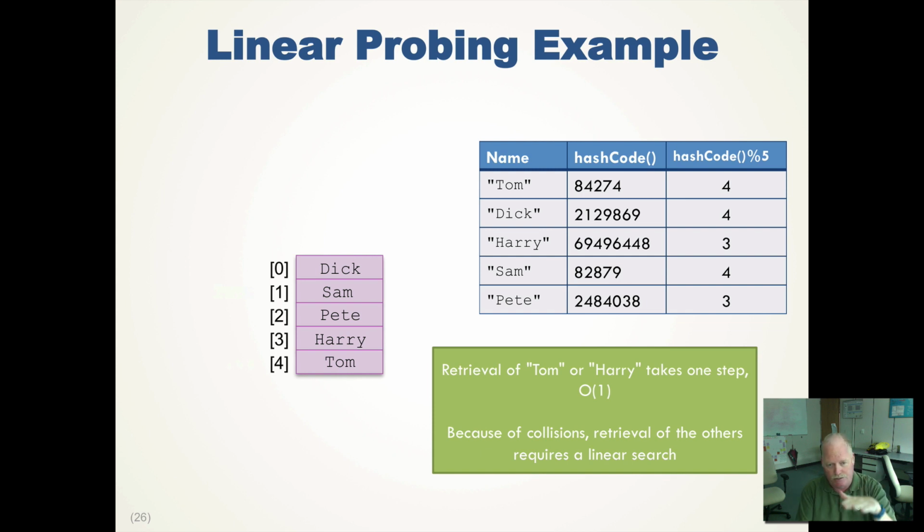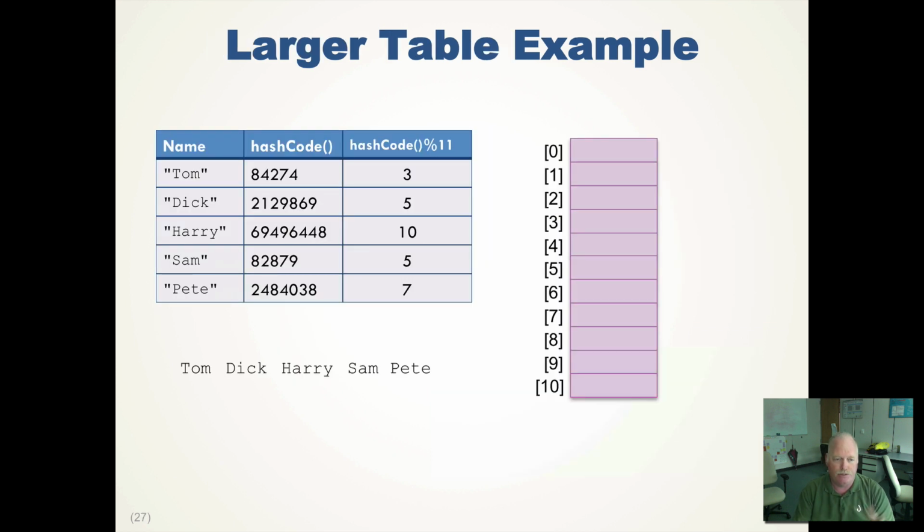Now, because the table size was small, let's increase the table size to 10 and see what happens with the same set of people being inserted into the hash table. Actually, hash table size of 11. You should always choose a table size that is a prime number. It gives you better hashing. You get better distribution of your hash codes when you mod by a prime number. So we put in Tom at 3. Dick is now 5. Harry, which used to collide with Tom, now doesn't, at 10. But Sam does collide with Dick now, but we can increment by 1, so that's very simple. And then Pete goes in at 7.